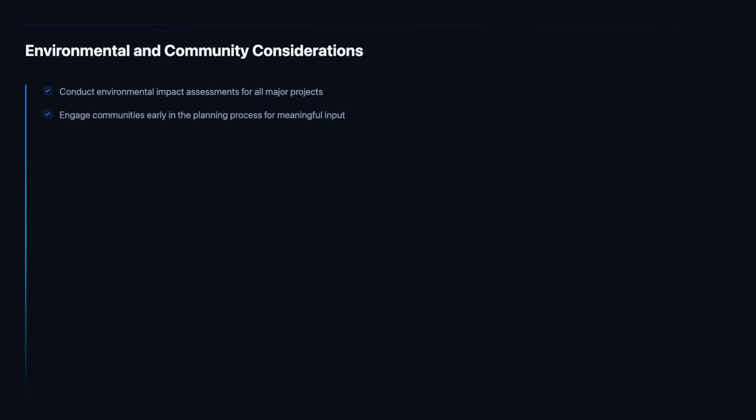Early community engagement builds support and reveals local knowledge that improves planning outcomes. Concentrating development around transit stations creates walkable communities and boosts transit ridership. Climate resilience ensures transportation networks withstand flooding, extreme heat, and other climate impacts.